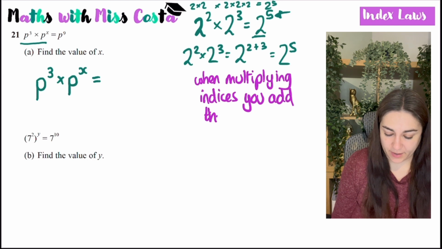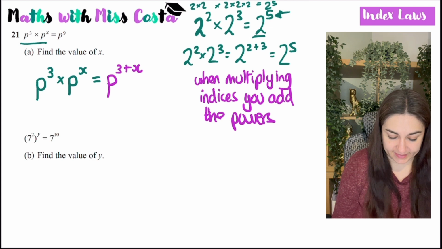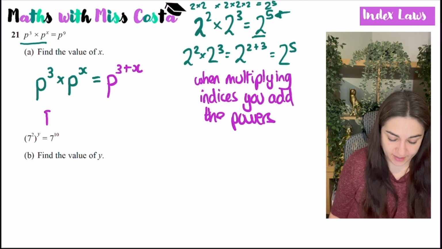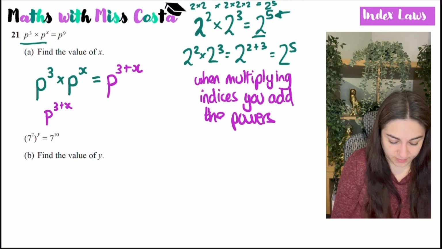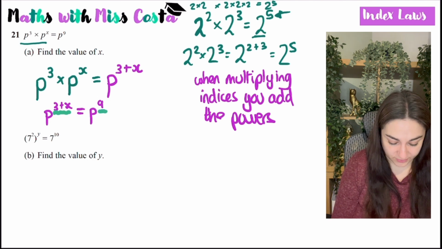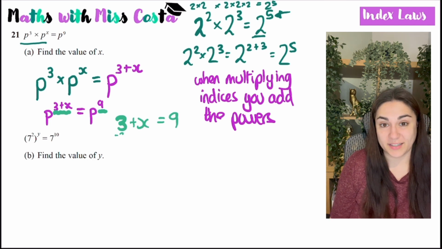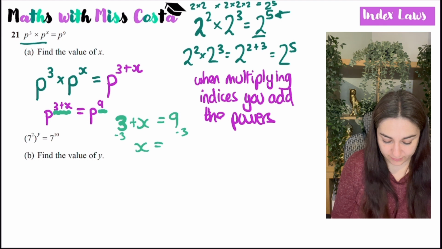You add the powers. So what would I have to do? That would become 3 plus x. I don't know what x is, but I know that p to the power of 3 plus x is the same as p to the power of 9. So I can then form an equation. I know that 3 plus x must be equal to 9. So 3 plus something equals 9. If I take 3 from both sides, x is 6.